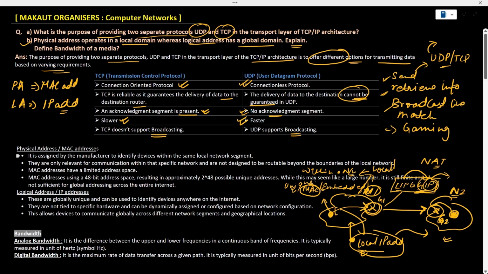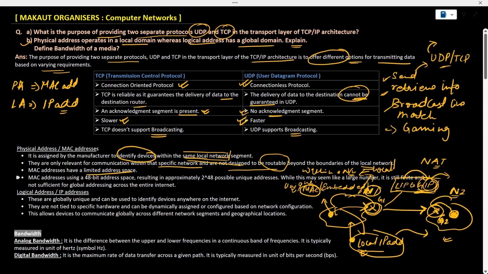Now let's see the differences. The physical address, the MAC address, is assigned by the manufacturer to identify devices within the same local network segment. They are only relevant for communication within that specific network and are not designed to be routable. Routable means from one network to another network; this MAC address is not used to send beyond the boundaries of the local network. MAC addresses have a limited address space.